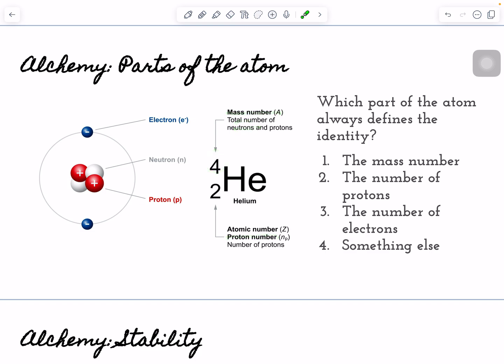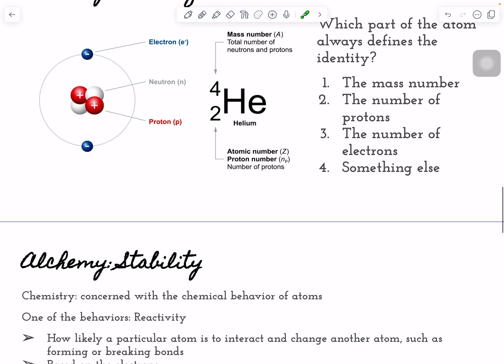The question, which part of the atom always defines the identity? And it is the number of protons. So this number and this symbol always go together, and they always match what is on the periodic table.